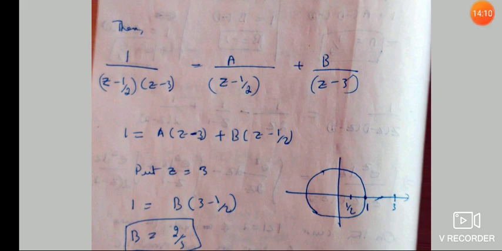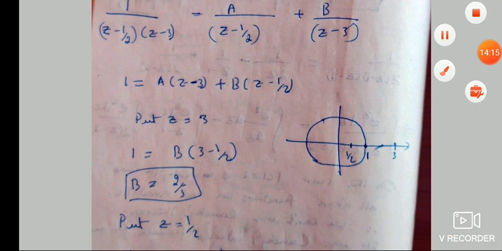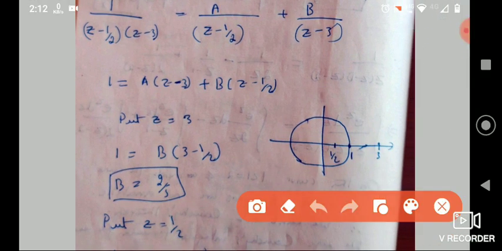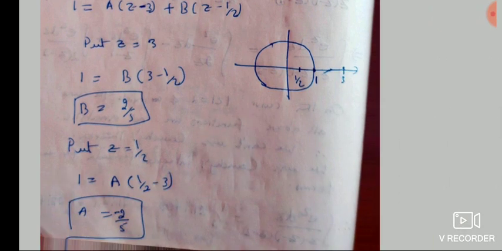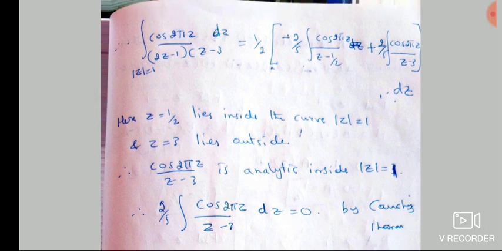Just check here. What is the curve? The curve is a circle with radius 1 and centered at 0, right? So where this point half comes, half will be inside this. Where this point 3 comes, 3 will be outside. Okay, we'll do that later. So whatever we got by partial fraction, I substituted inside. Now that's what we are doing.